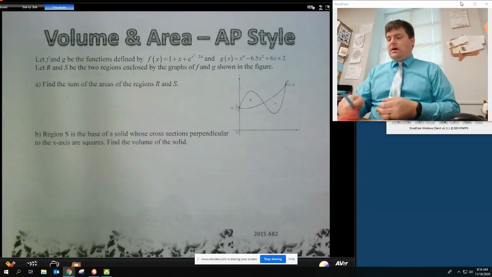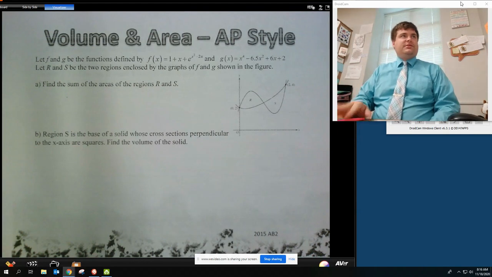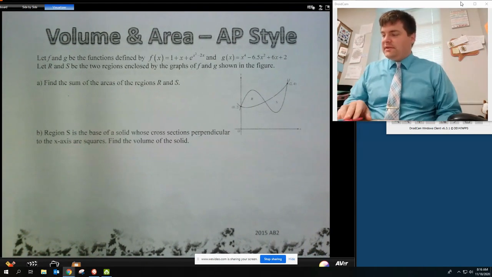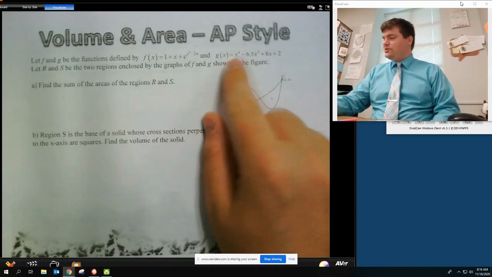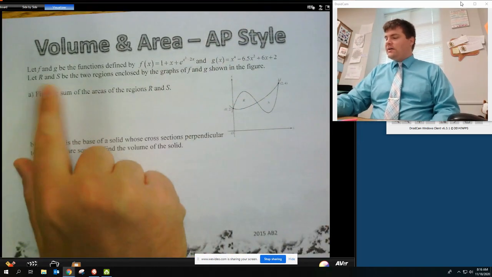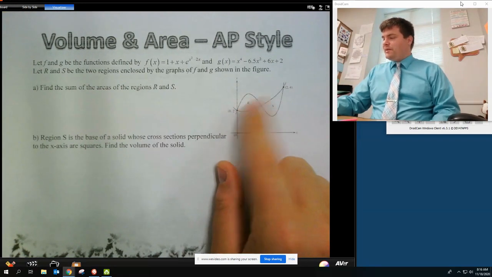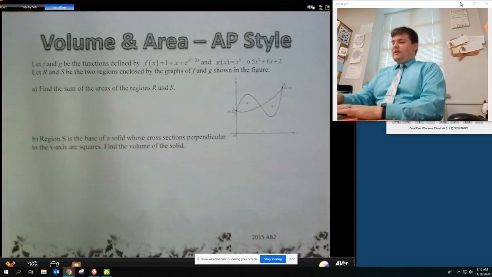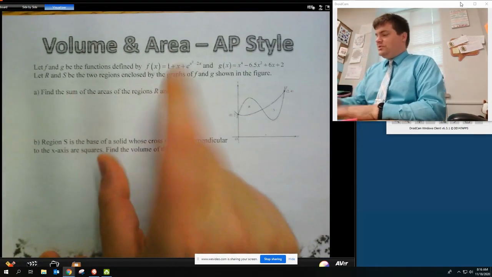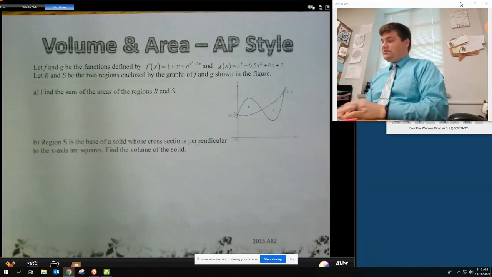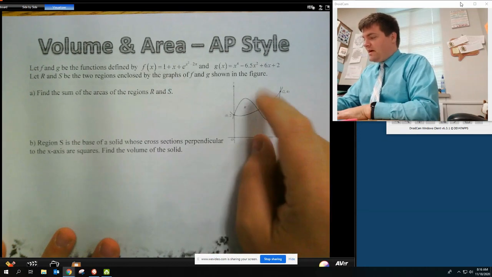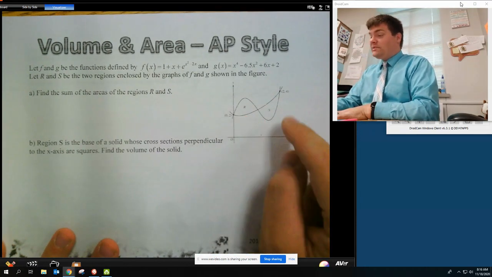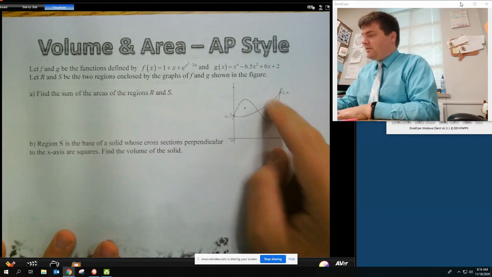So for this problem right here, our prompt is: let f and g be functions defined by f of x, g of x, blah, blah, blah. R and S are 2 regions, which are right here, enclosed by the graphs as shown. It wants us to find the sum of these regions. So to find the sums of these regions, we have to go ahead and integrate. So whatever the top here is to the bottom there, that's R, and then S is going to be whatever the top is there to the bottom there.